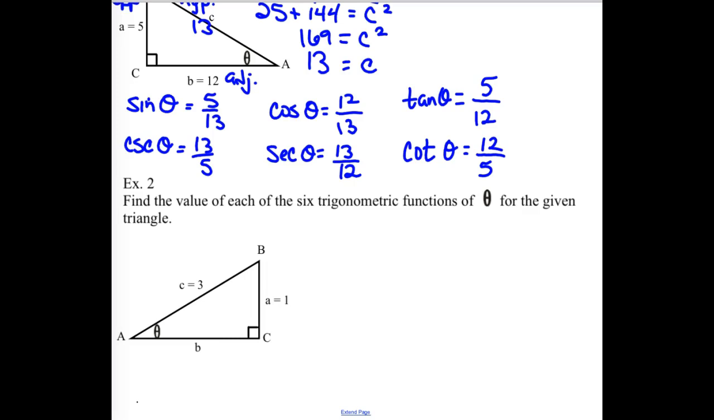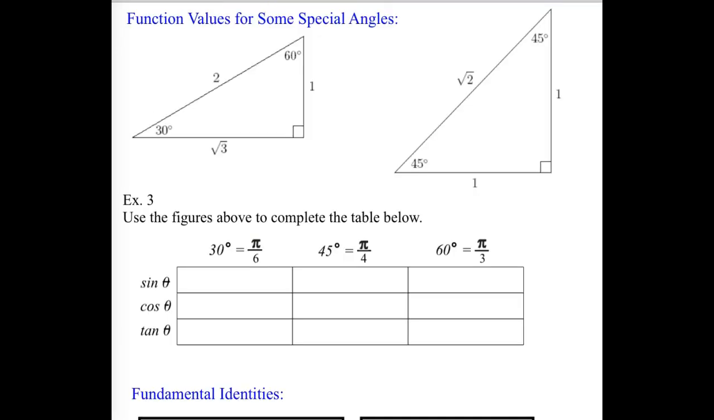Okay, so it's one of the legs, right? So when we do Pythagorean theorem, we're not finding C, now we're finding B. We okay with doing that? Okay. Let's move on.